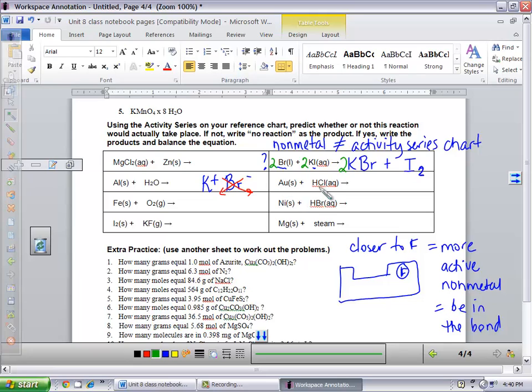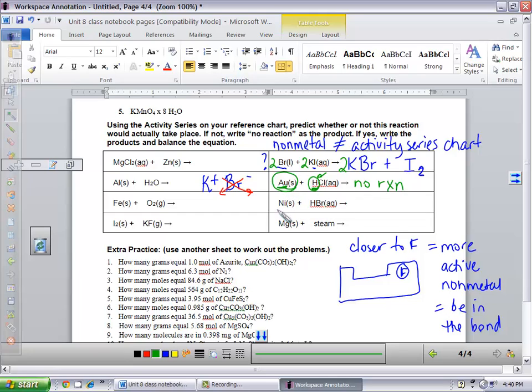Gold and hydrochloric acid. Gold is a metal, so you're going to compare it to hydrogen because they're going to be competing over the nonmetal, chlorine. When you look on the periodic table, hydrogen is more active than gold. So hydrogen is actually the winner. He's the more active one, which means he gets to be in the bond, so there will be no reaction, which means that the hydrogen will maintain its bond with chlorine and gold will not get to be in the bond because he's less active.